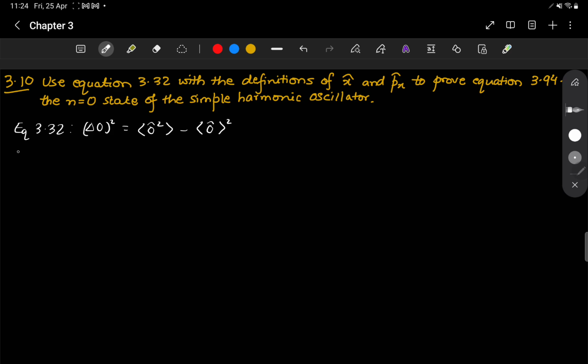So equation 3.94 is nothing but the uncertainty principle for the harmonic oscillator. You know, delta x delta p is greater than or equal to h cross by 2, and for the n equal to 0 state, it is indeed equal to the lowest value, which is h cross over 2.